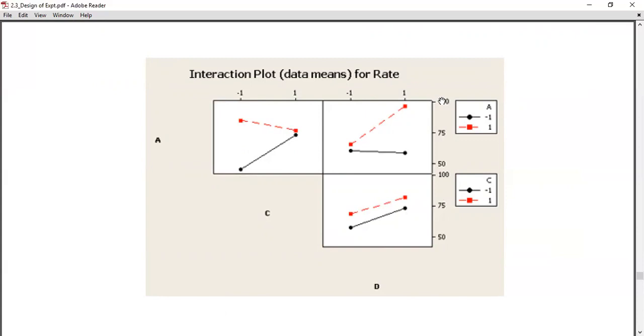The values written here, 50, 75, 100, are the response variable. For this particular graph, C versus D, for D it is -1, +1. This line is for +1 and this line is for -1 of D. Both the graphs, this is -1 of D, this is +1 of D. In this graph, C is red color +1, C is black color -1. Whereas here, A is black -1, black -1, black -1, red +1, red +1 here, red +1 here. So you'll have to combine. This is another way of representing the interaction plot.